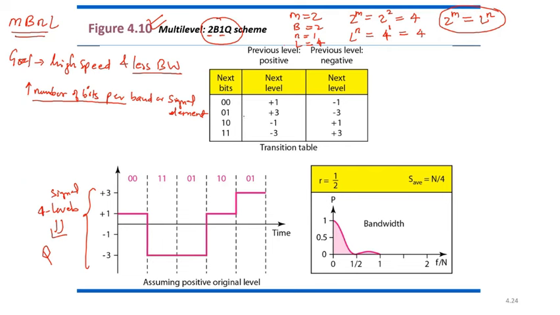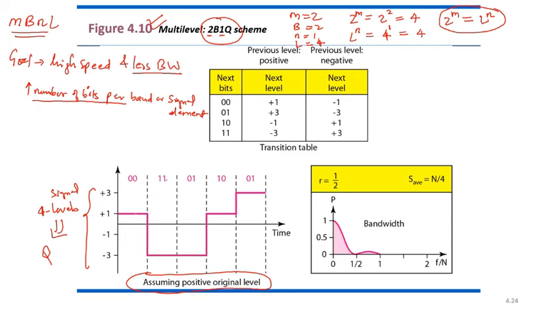So how do we represent it? We have 00. To represent it, we first assume the originating level is positive. For representing 00, we have either +1 or -1, but at the starting it has been assumed that the originating level is positive. So 00 is represented by +1. So at +1, we have the signal of one signal element.